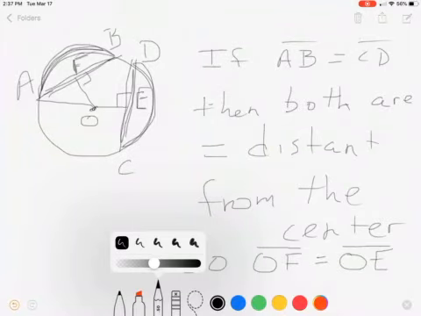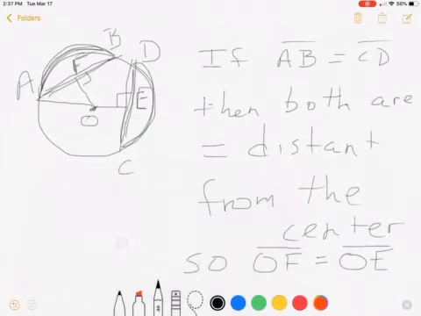In other words, I'll write it down here for you: OF squared, that distance squared, plus AF squared is equal to the distance OA squared, and of course that is the radius. So the radius squared equals the sum of the parts of the triangle, and each of those parts is squared.